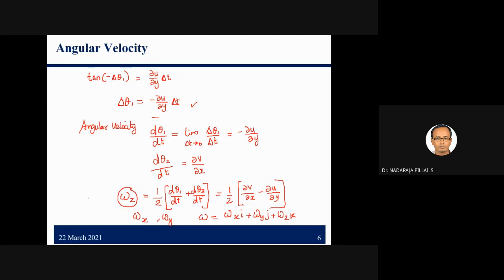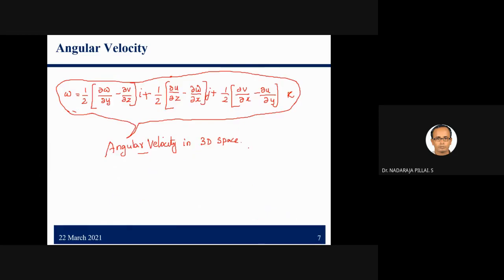Then the angular velocity of the total fluid element is the average of the ones for theta 1 and theta 2. So we have taken half into d theta 1 by dt plus d theta 2 by dt, which is equal to half into dou v by dou x minus dou u by dou y. Now for an angular velocity field, omega is equal to omega x i plus omega y j plus omega z k. So we have written the angular velocity in space.